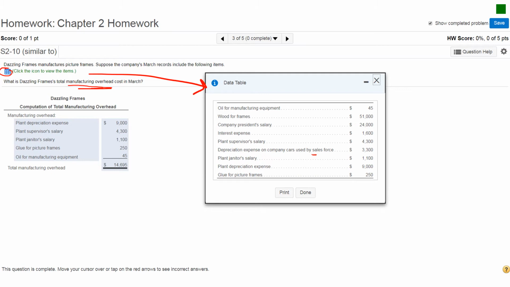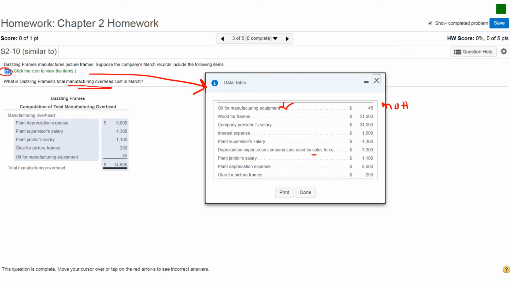We've got oil for the manufacturing equipment. If you think about overhead, if it's direct material or direct labor, it's not overhead. So overhead is all of your other stuff. So oil for manufacturing equipment would be considered manufacturing overhead. I'm going to list this over here, MOH, manufacturing overhead, because that's not directly traceable or easily traceable to the actual product. So that's going to be overhead.